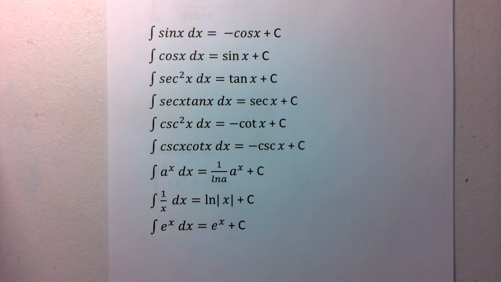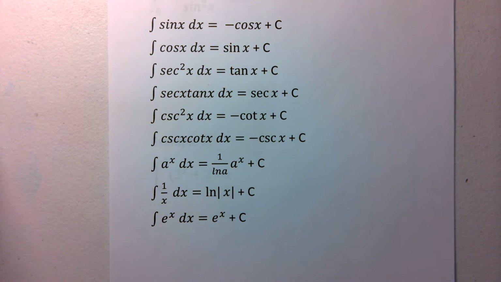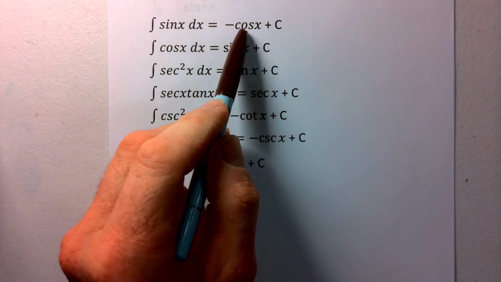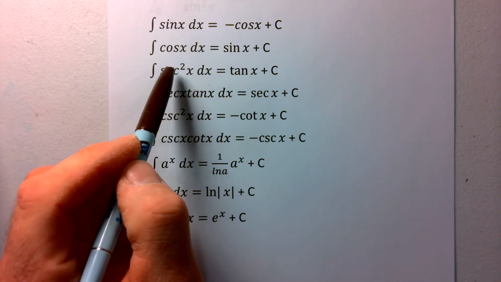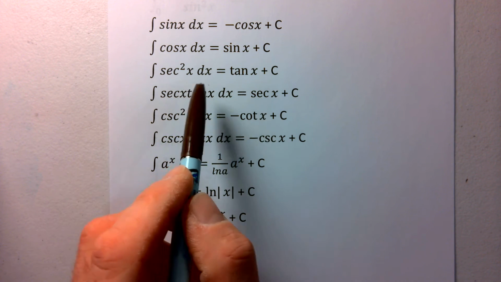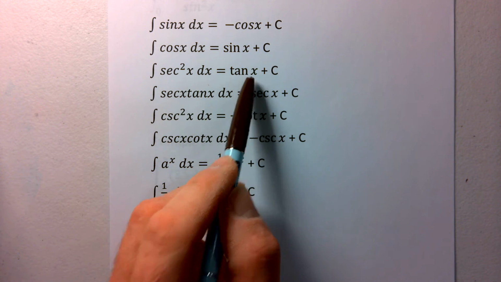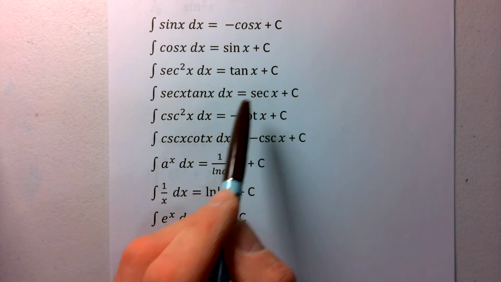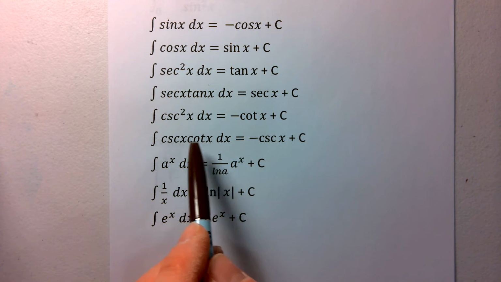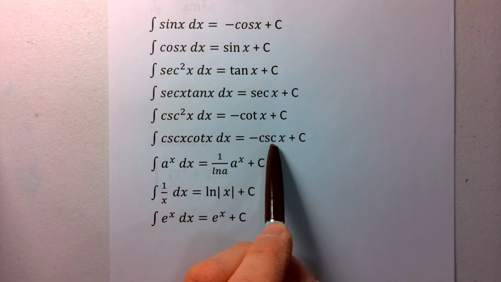So just to review, here are the integrations of the trig that we know so far. There are more. We will talk about those later on. But right now, these are the ones I'm asking you to know. The integration of sine of x is negative cosine of x plus c. Cosine of x dx is sine of x plus c. Secant squared goes to tangent. Secant tangent goes to secant. Cosecant squared is negative cotangent. Cosecant cotangent is negative cosecant.